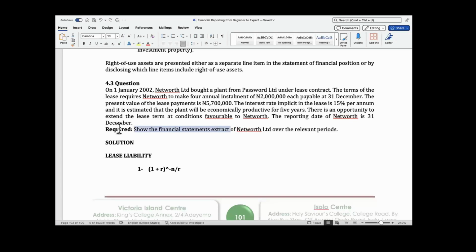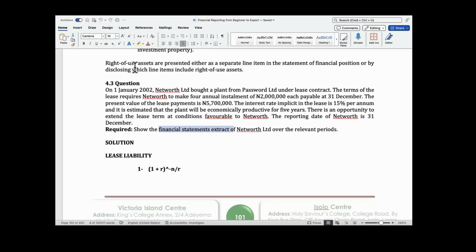When you see a requirement like this in the exam, you have to be careful because they said you should show the financial statement extracts. So that means you need to prepare P&L and statement of financial position at least at basic. You need to prepare those two. So any other thing you do before those will just be your workings.